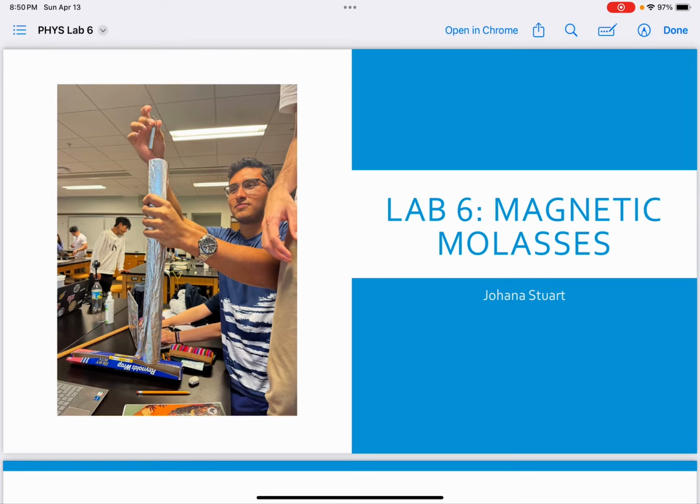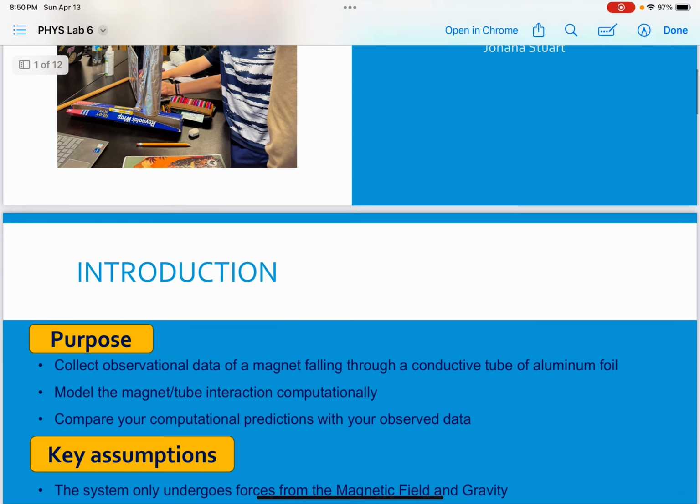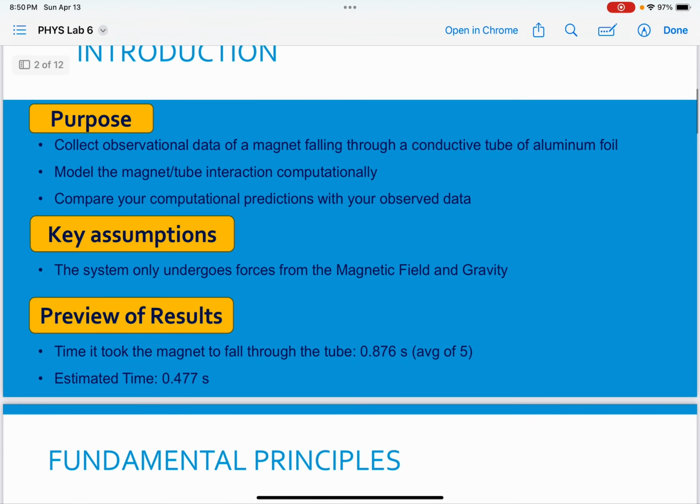Hi, my name is Johanna Stewart, and this is my video report for the 6th physics lab on magnetic molasses. The purpose of this lab was to collect observational data of a magnet that was falling through a conductive tube of aluminum foil, and then also model this magnet and tube interaction using code, and finally compare the computational predictions with the actual data.